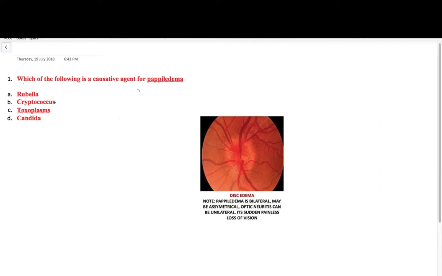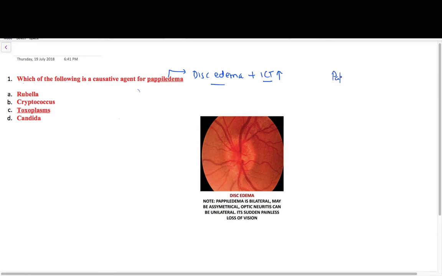Basically, if you say papilledema, it is disc edema plus rise in intracranial tension. If the disc edema is associated with increased intracranial tension, only then we call it a papilledema. Sometimes the disc edema is not associated with rise in intracranial tension, and that case is called papillitis. So it is very important for you to differentiate between a papillitis and a papilledema.